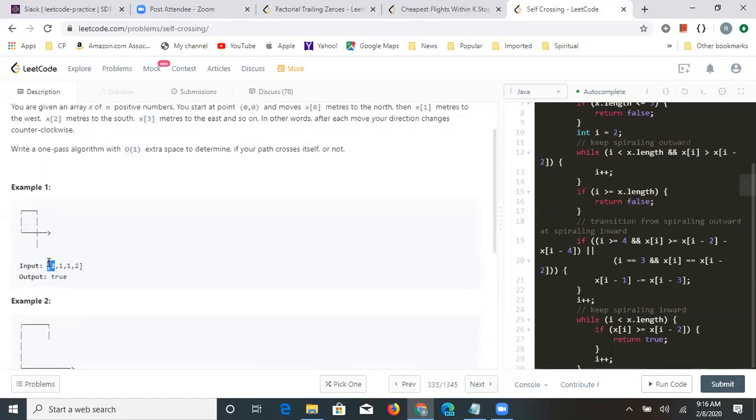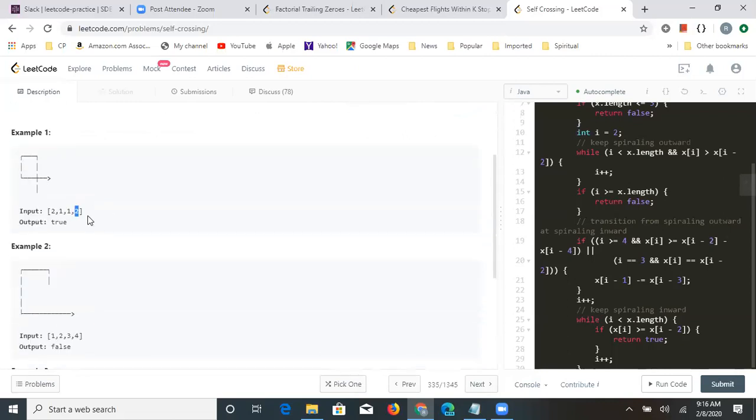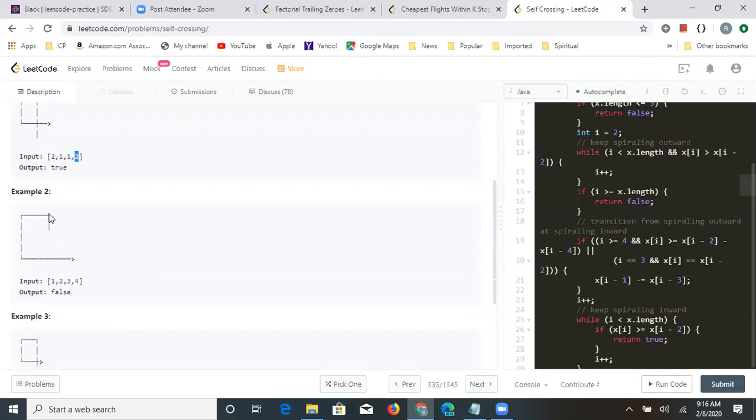So this two means you are going 2 units towards north, then one means 1 unit to its left, then one means 1 unit to its left, which means going down basically, and then two means again going 2 units to your right, which means east, let's say. So in this particular case, we are actually crossing ourselves. In another example, if we go like this, we are not crossing it.